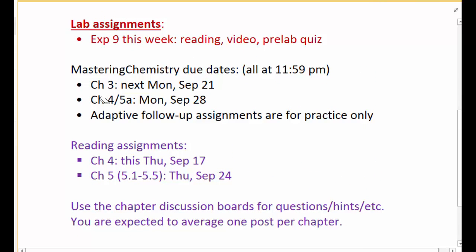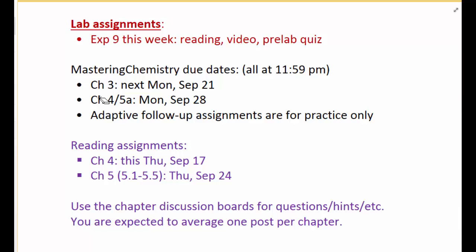The Chapter 2 Mastering Chemistry was due last night. Okay? In case you didn't quite finish it all, make sure to go back in there and actually do finish. It takes off 10% per day for the sections that you don't finish, but they're still all there. Okay? So if there's ever an assignment that you don't quite finish on time, just finish it as soon as you can, so that the penalty doesn't build up.